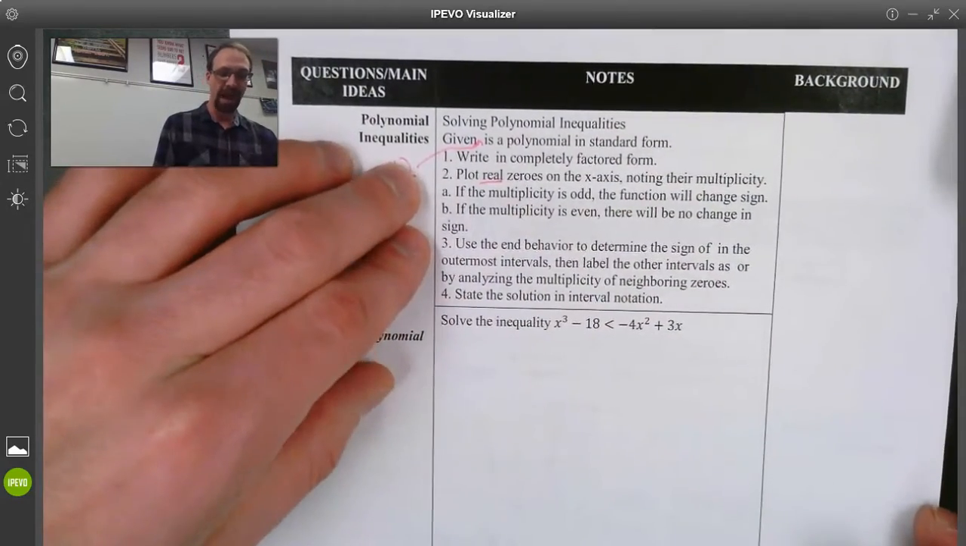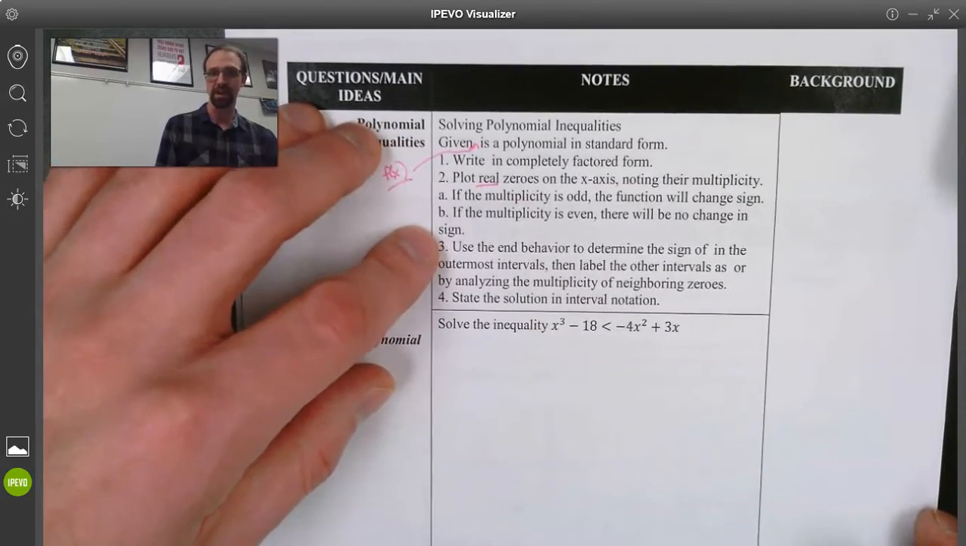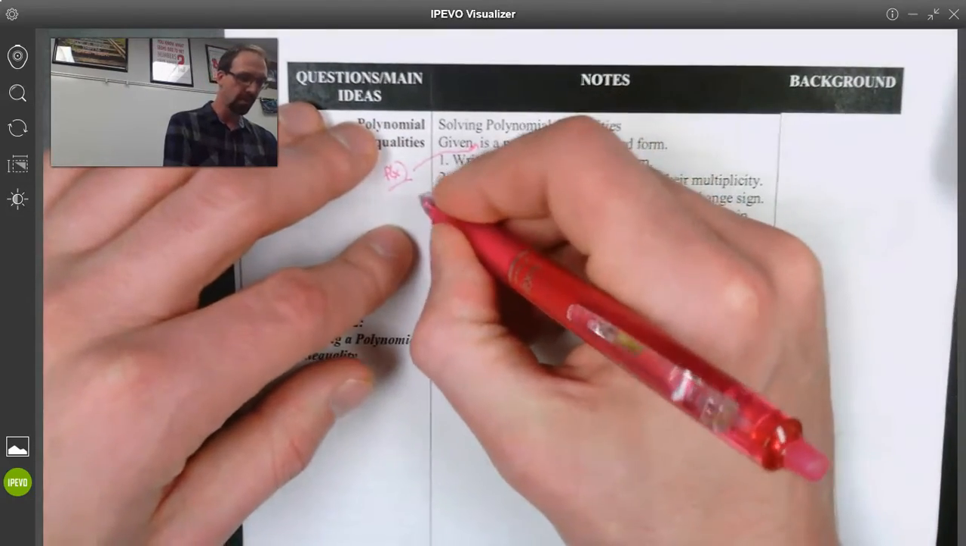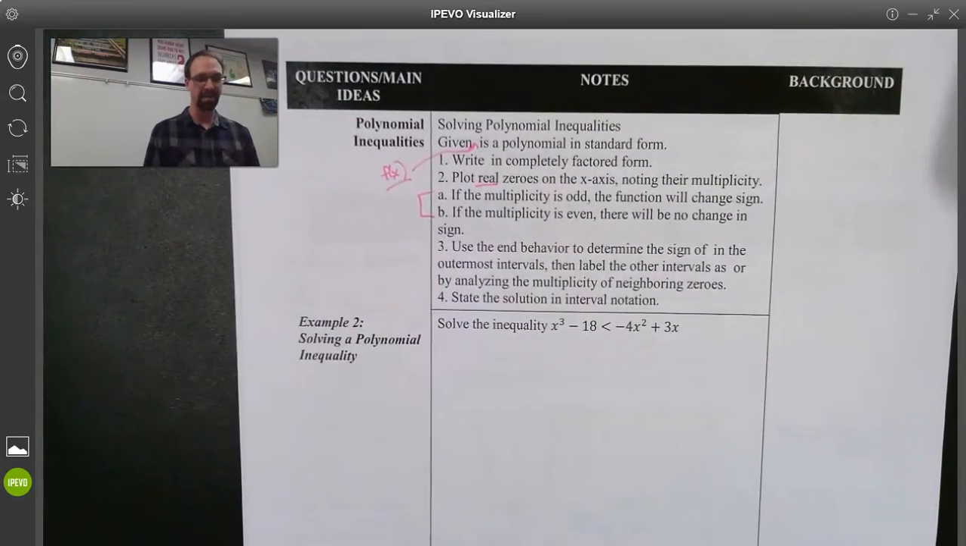Remember, if multiplicity is odd, the function changes signs. If the multiplicity is even, there's no change in sign. This part is key as we move on. Notice that this is 2a and 2b underneath 2. Use the end behavior to determine the sign in the outermost intervals.